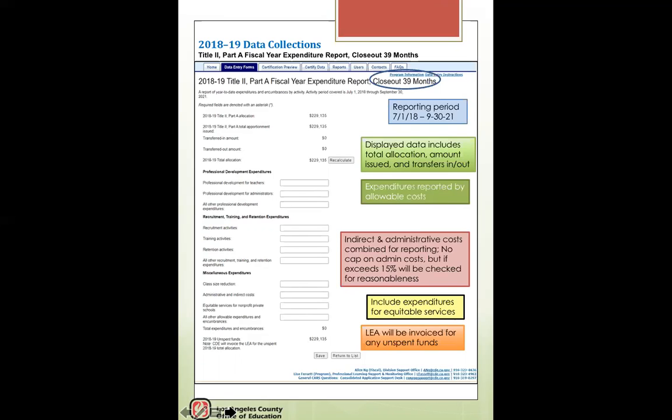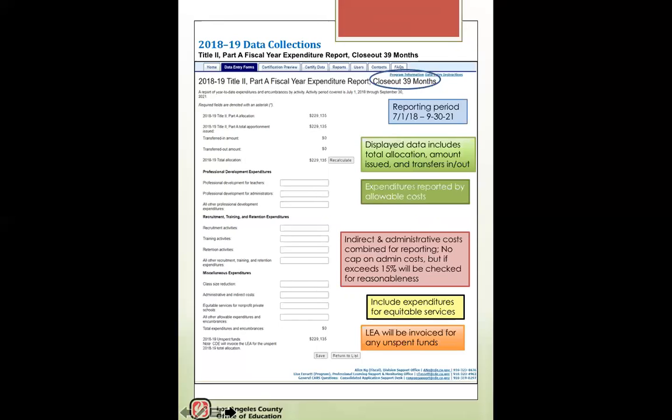You're going to report expenditures, and you'll notice as we go through the data collections that the expenditures are reported differently for different programs. For this program, in this particular report, they're reporting it by allowable costs. Those are the areas where Title II could be spent. So that's how it's reported there.